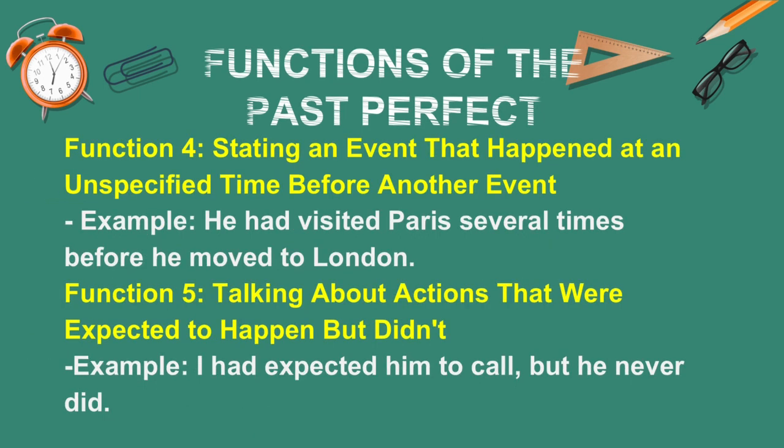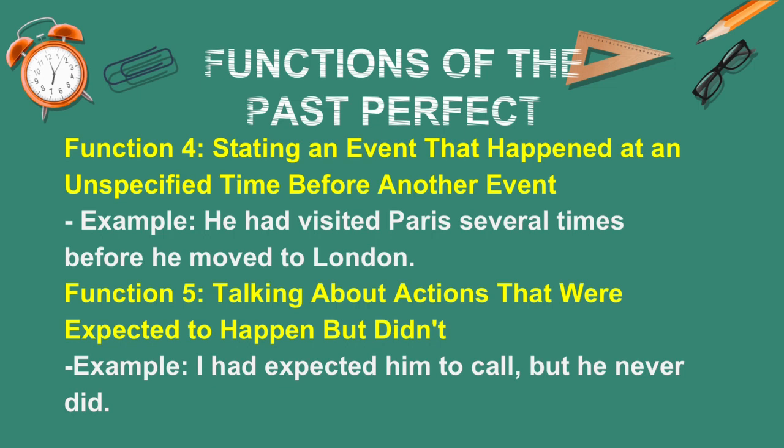Function 4. Stating an event that happened at an unspecified time before another event. The past perfect tense can be used to indicate actions that happened at various times, but the specific times are not mentioned, like he had visited Paris several times before he moved to London.